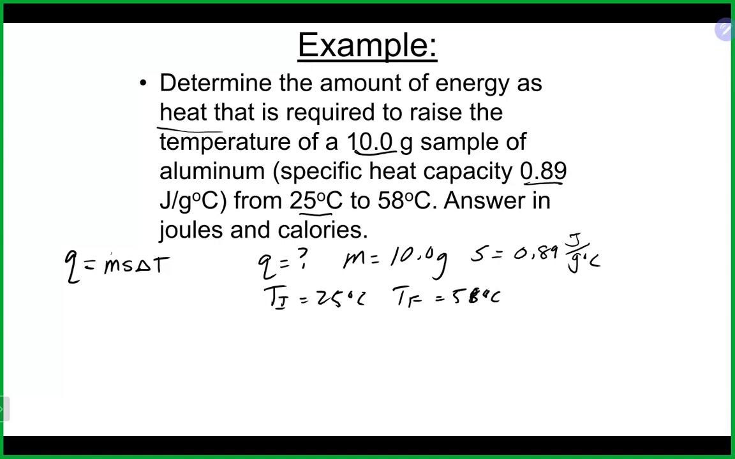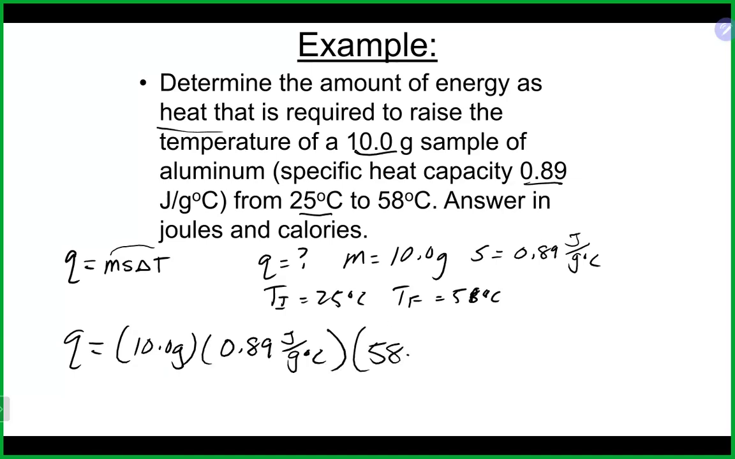That means we have everything on this side, so we'll just pop it in there. Q is equal to 10 grams times our 0.89 joules per gram per degree Celsius. Once again, we want to take the final temperature, which is 58, minus our initial temperature, which is 25. That's going to give us on the calculator about 293.7. In terms of units, the Celsius cancel, the grams cancel, which leaves us with joules as our unit.